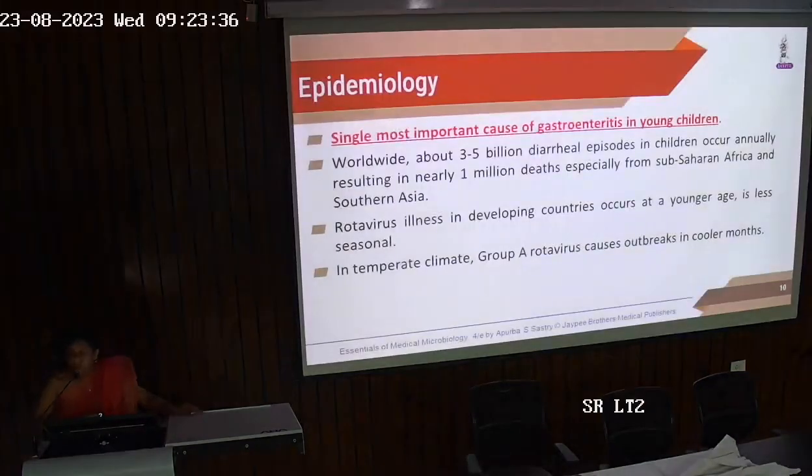So as I've told you multiple times now, it's a single most cause of gastroenteritis in young children. In temperate climate, group A rotavirus causes, see in our country, usually it is not seasonal. It can be seen anytime, but in temperate countries, cooler months more common.